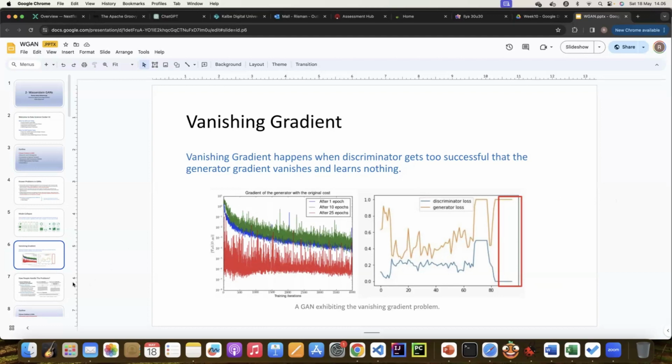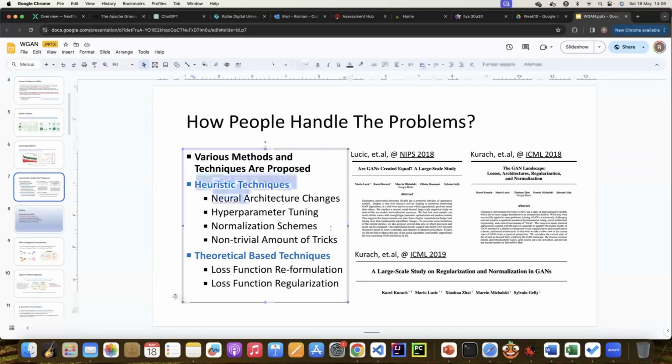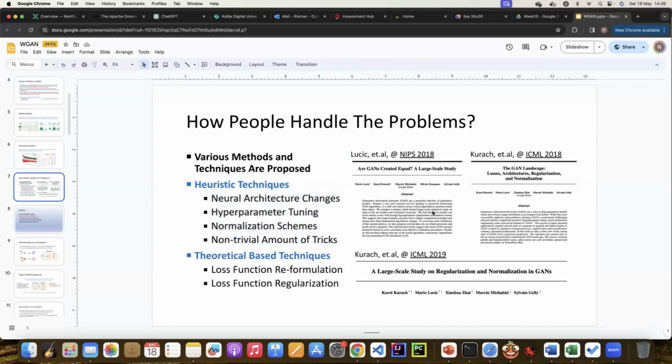So how do people handle this problem? Various methods and techniques were proposed. There are heuristic techniques. They change the architecture. They claim that my GAN is better than yours. They tune the hyperparameters. They normalize every layer. A huge amount of techniques here. Some of them we are still using until now. Some of them are no longer relevant.